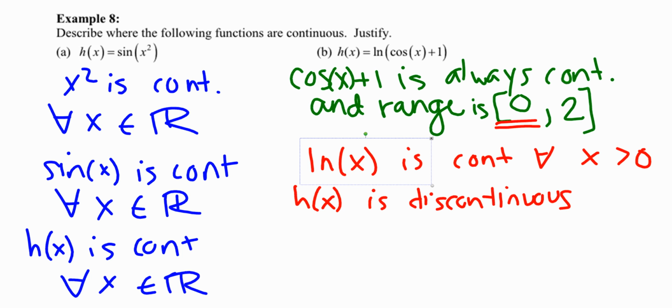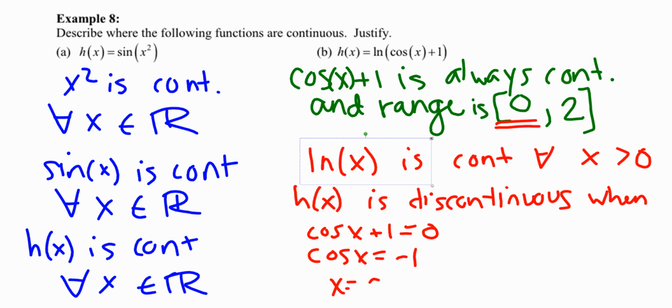All right, when cosine of x plus 1 equals 0, or we could say cosine of x equals -1, or we know that to be pi, or any odd multiple of that, where n's an integer. Okay, we know that. It could be -1, +1, whatever. So the h of x is continuous for all real numbers except for this, or we could say it's discontinuous whenever x equals either of those.